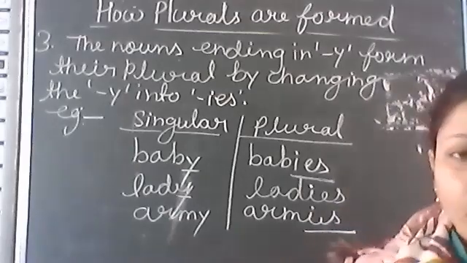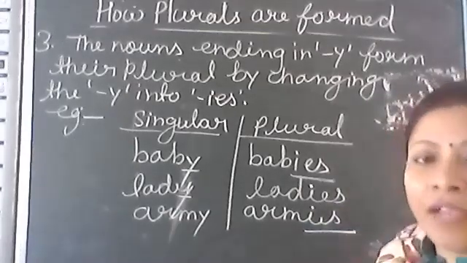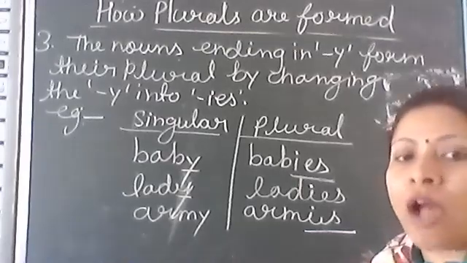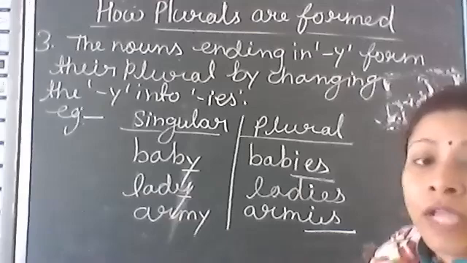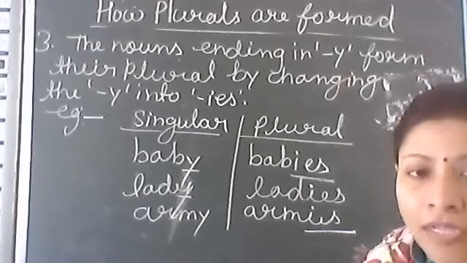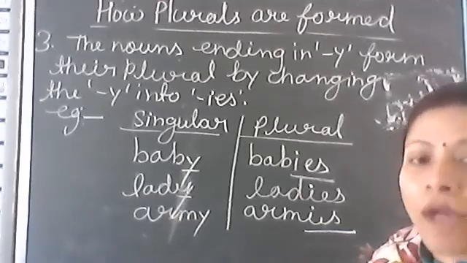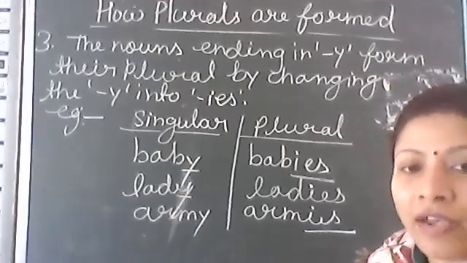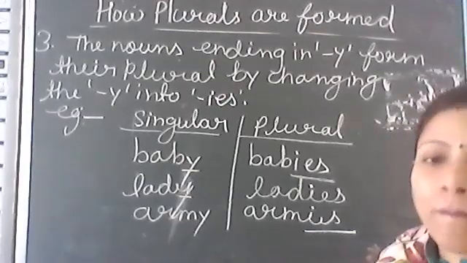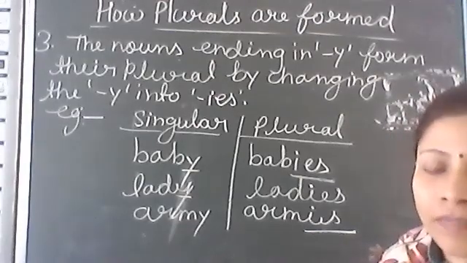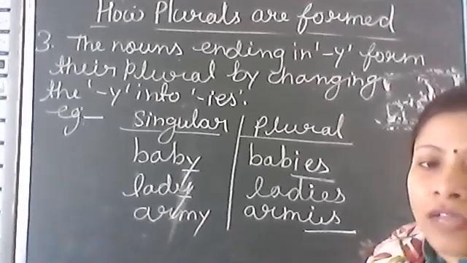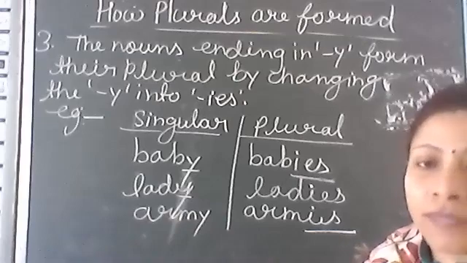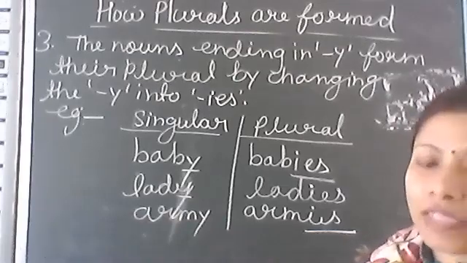The nouns ending in y form their plural by changing the y into ies. We have example, baby, b a b y, and when we use ies in the singular number, it will become plural. Lady, it is singular. When we add ies, it will be plural. Army, it is singular. And when we add ies, it will be plural.